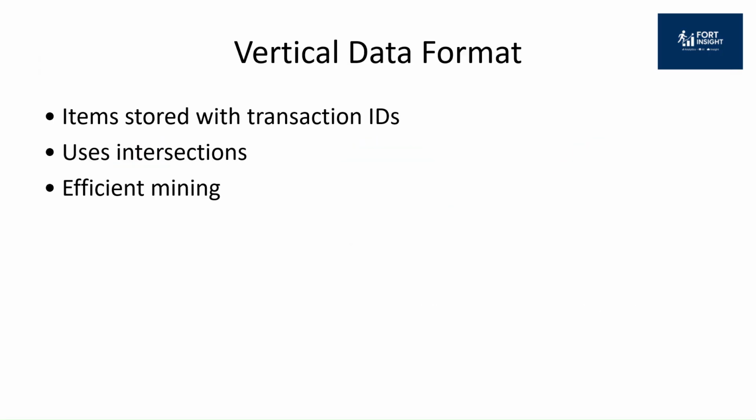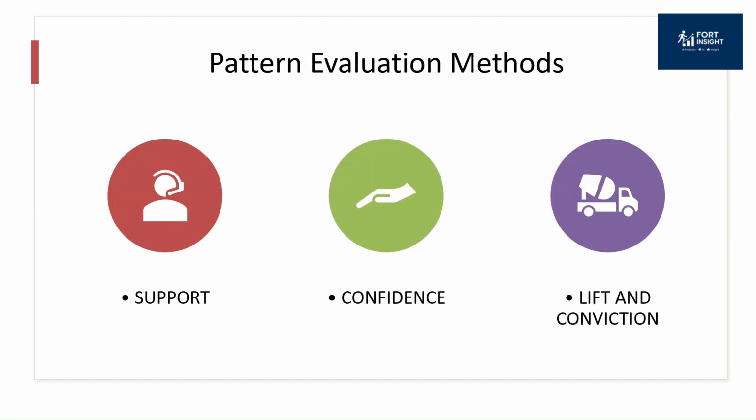In the vertical data format, each item is associated with a list of transaction IDs where it appears. To compute the support of an item set, transaction ID lists are intersected. This method avoids repeated database scans and is efficient when working with large transactional datasets.